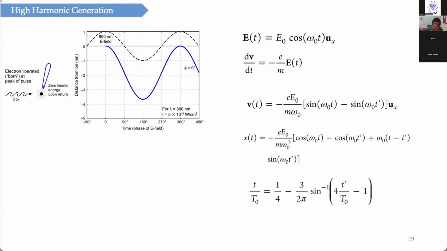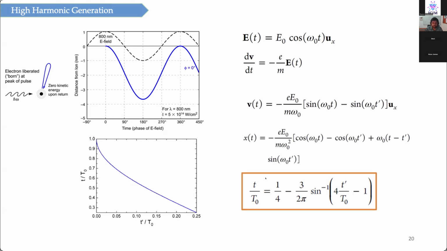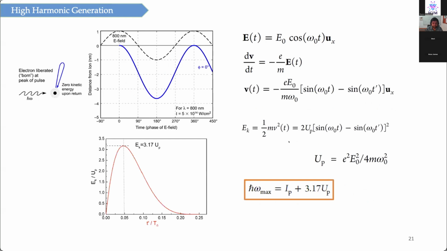With position and velocity, you can also find out the time at which the electron comes back to the system. In some cases, the electron doesn't come back to the parent ion. In some cases, it comes back with 0 kinetic energy. In some cases, it comes back with a different kinetic energy. So you can find out the time scale, and you can find out everything explicitly with respect to that equation. This is simply a classical equation.